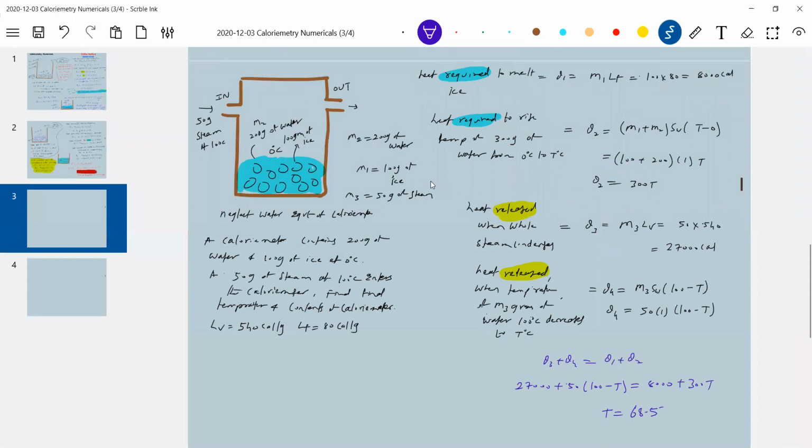Final temperature of the mixture. What will be the final content? 350 grams of water.